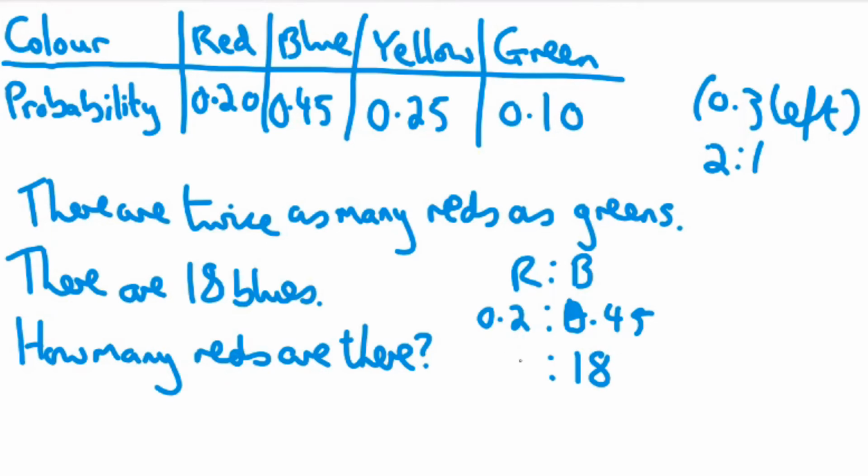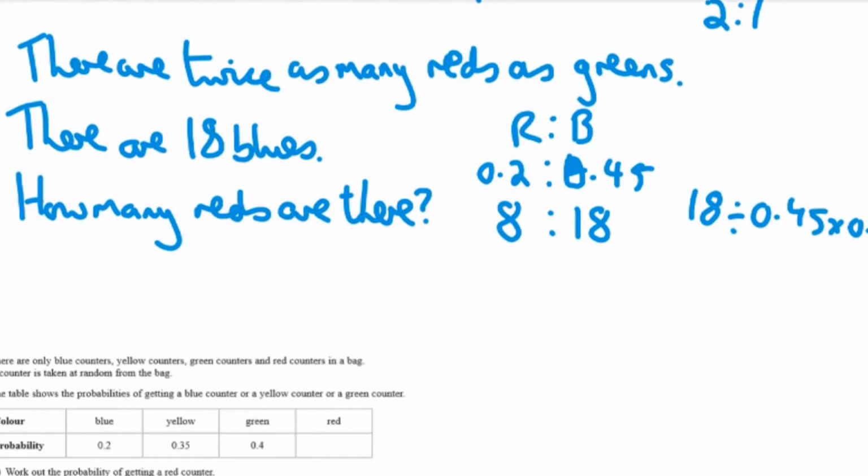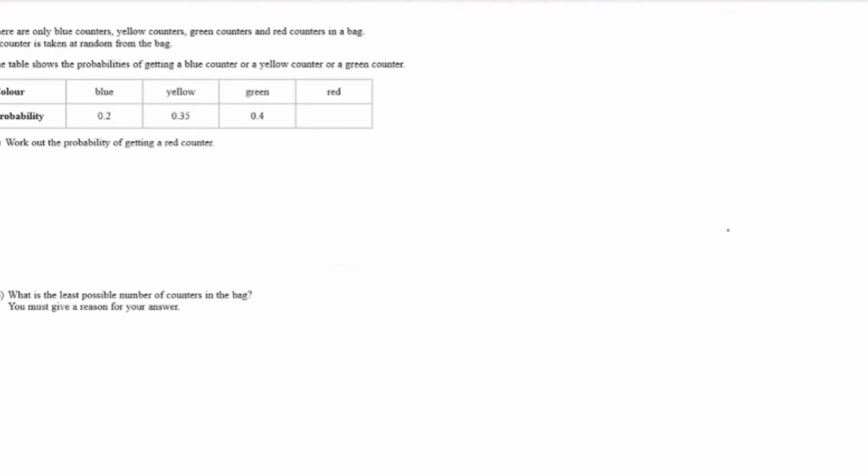So how many reds are there? Well, if you want to go across ratios, take the number you currently have, divide by the number that you're on the side of, times by the number of what you want to get to. So it's going to be 18 divided by 0.45 times by 0.2. That gets you that there are 8 red marbles. All right? Okay. Let's end off then just by looking at an actual question taken from a paper.